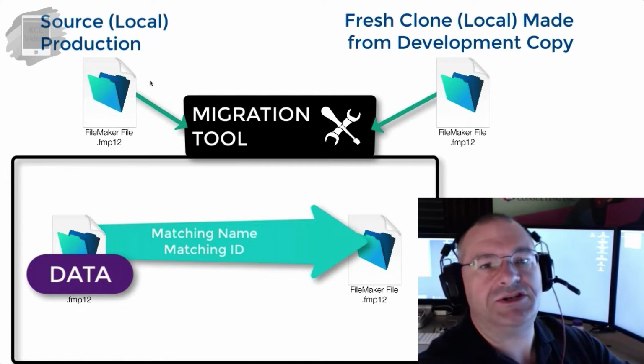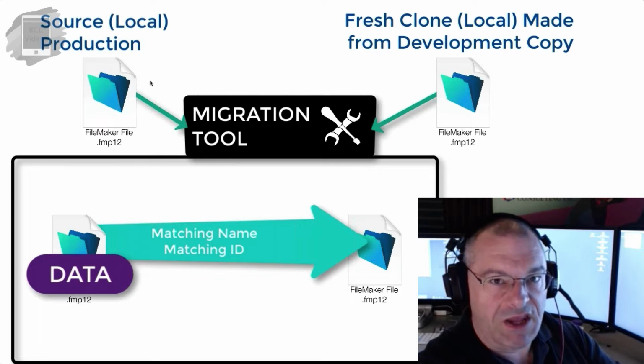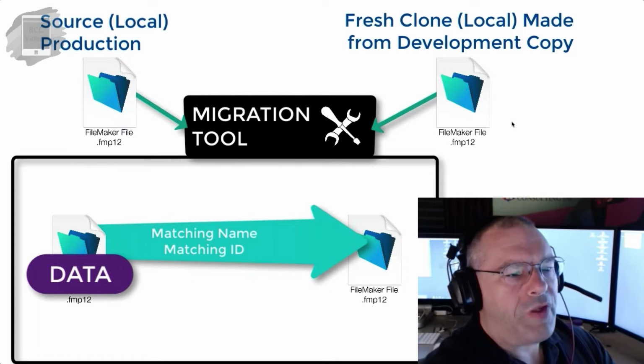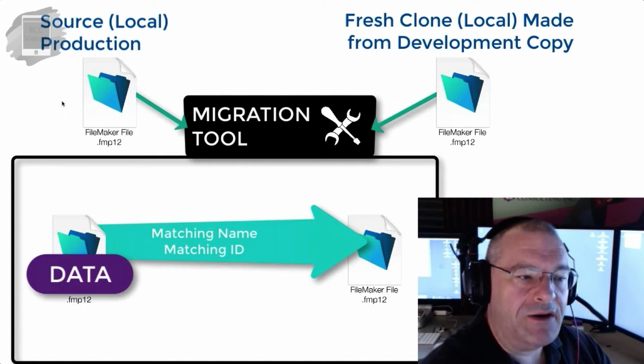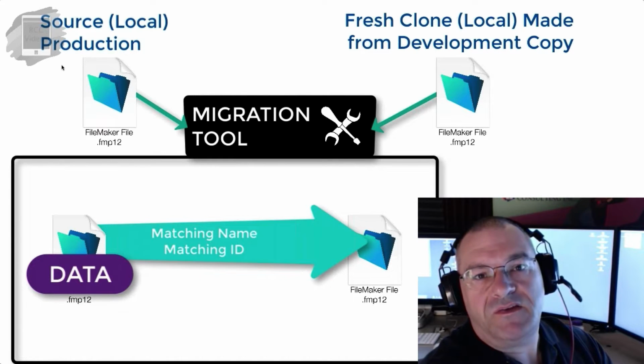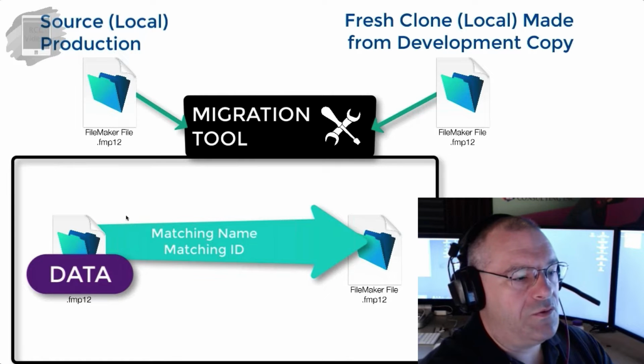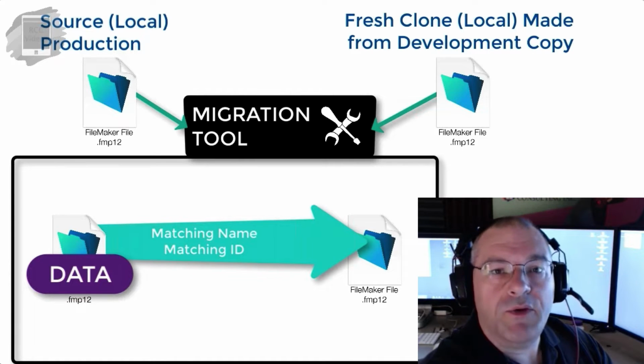You're going to shut it down off the server. You're going to bring it down locally to a machine that you're on. Then you're going to take a clone of the new version of the file, so there's no data in here. There's maybe gigabytes of data over here. And we're going to run it through this tool, and it's going to kick out a new migrated file.